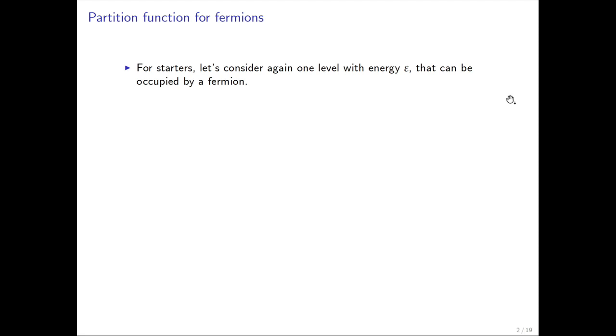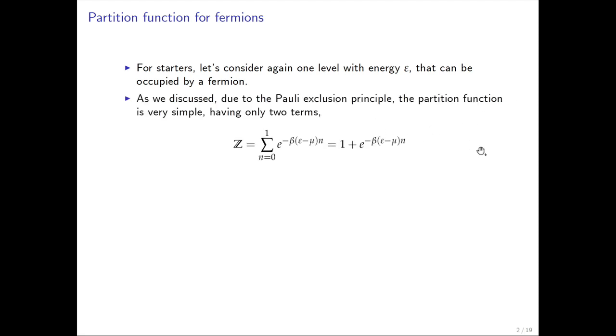So we'll review a bit of what we covered last time. Let's start with just a very simple example. We'll consider just one level that has energy epsilon, and we'll consider the case that this can be occupied by a fermion. So, of course, as we discussed in the last lecture, due to the Pauli exclusion principle, the partition function is really simple for one level. It only has two terms because we can only have 0 or 1 fermion occupying that level.